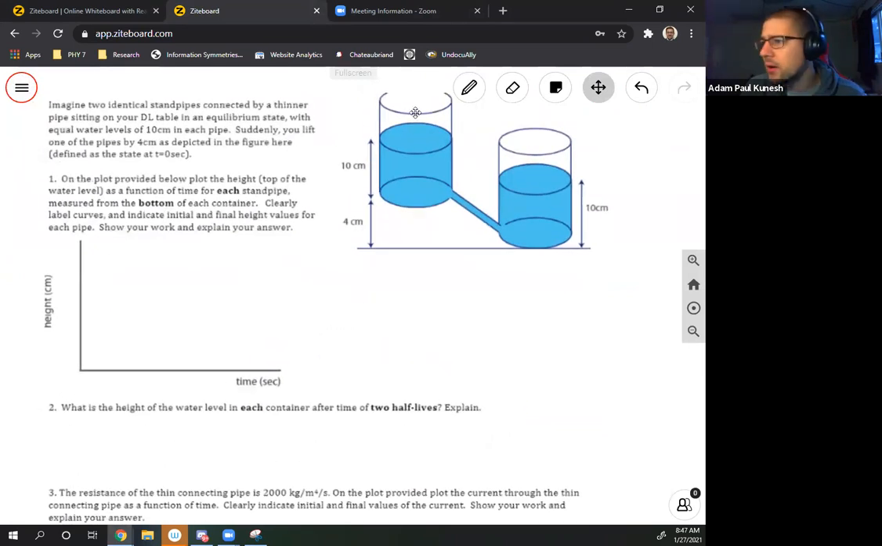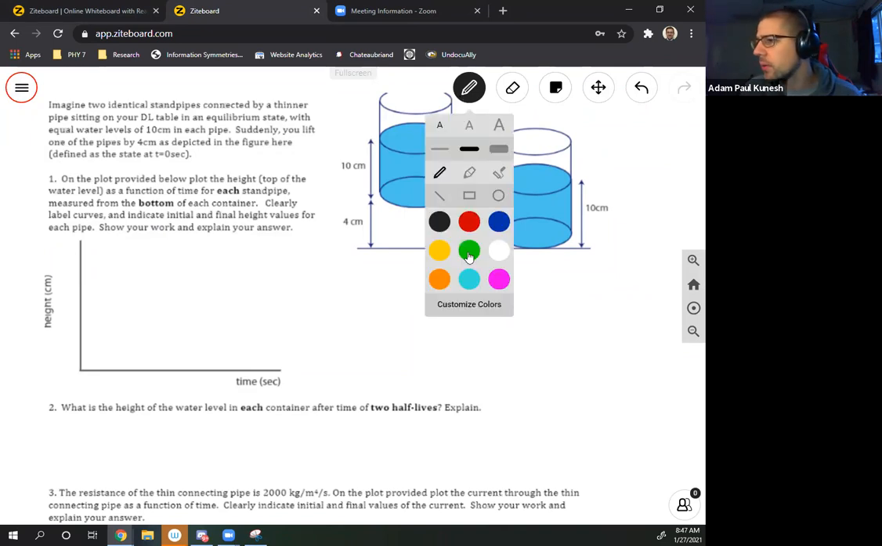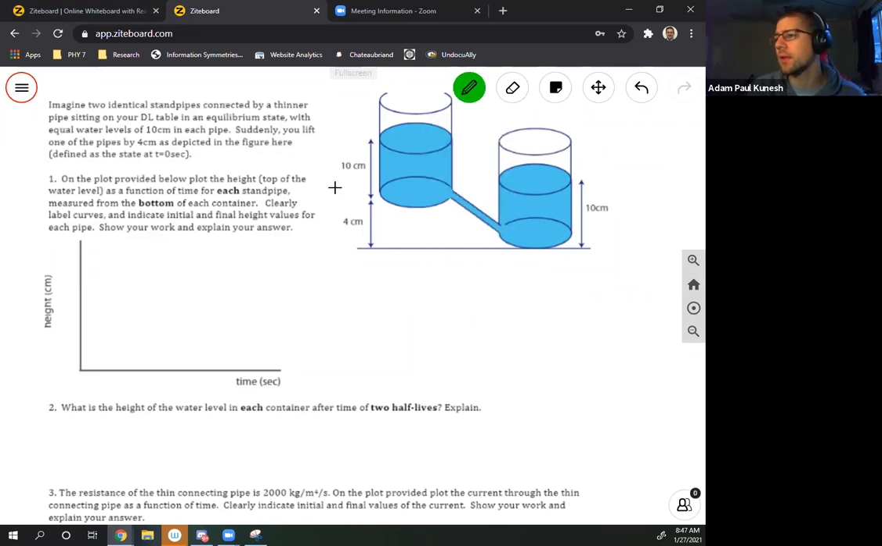I've got two identical standpipes connected by a thinner pipe sitting on your DL table in an equilibrium state with equal water levels of 10 centimeters in each pipe. Suddenly, you lift one of the standpipes by 4 centimeters as depicted here, defined as the state at t equals 0 seconds. On the plot provided below, plot the height of the top of the water level as a function of time for each standpipe measured from the bottom of each container. Clearly label curves and indicate the initial and final height values for each pipe. Show your work and explain your answer. Okay, cool.